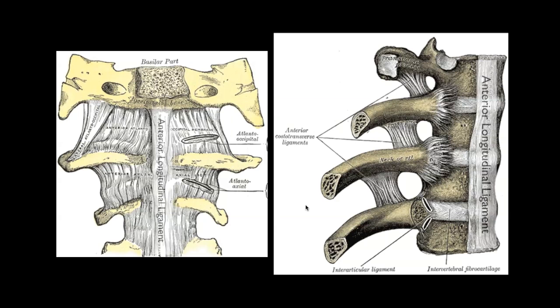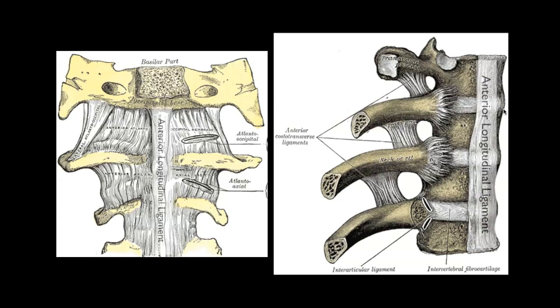Let's have a look at the anterior longitudinal ligament to start with. On the left we have an anterior view here, okay, in the median part, in the midline. Anteriorly we have this long, strong ligament running the entire length of the cervical spine, and runs down through the thoracic spine as well, all the way down to the sacrum. We have the anterior longitudinal ligament.